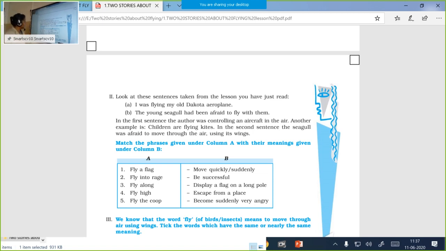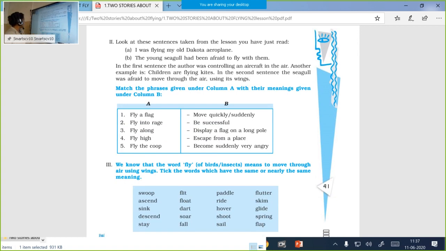So we can see the word fly has different meanings. In the first sentence, they are talking about controlling an aircraft, and in the second sentence, to move through air with wings. So you are given a few phrases which include this word, and you are asked to match the phrase with its meanings. Now, first one is fly a flag. Second one, fly into rage, fly along, fly high, fly the coop.